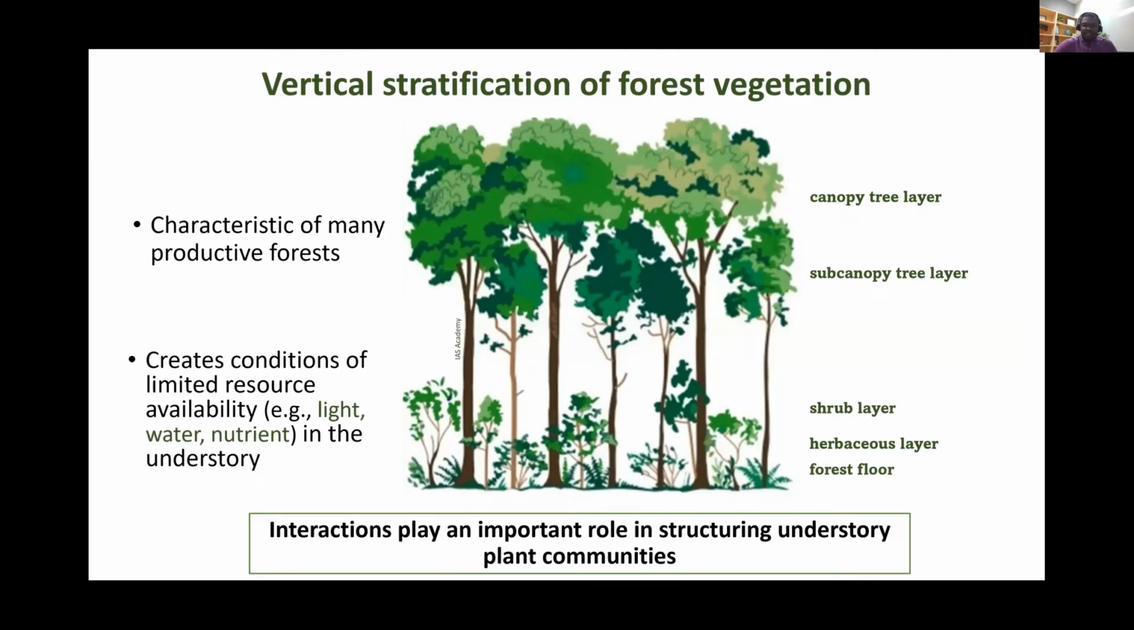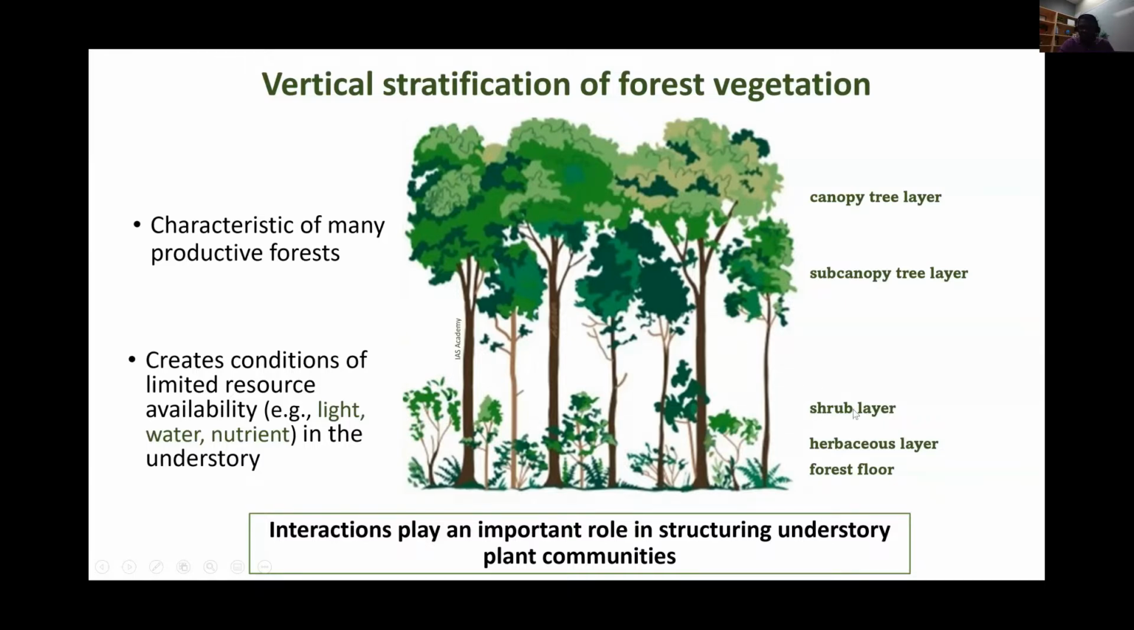So vertical stratification, as we know it, how the forest is structured, is a characteristic, I call it, of many productive forests. You go into productive forests, sure to see the vertical layering in terms of the forest structure. And this layering or stratification creates a condition of resource limitation in the forest understory. So here we can have a distinct layer of the canopy trees, and then we can have some sub-canopy tree layer. These are trees that are just co-dominating or just below the upper canopy trees, biding their time to become the dominant trees later in succession.